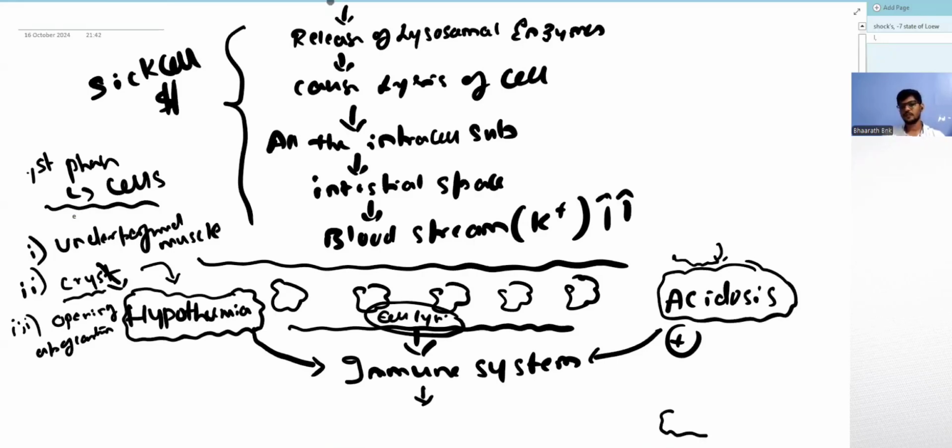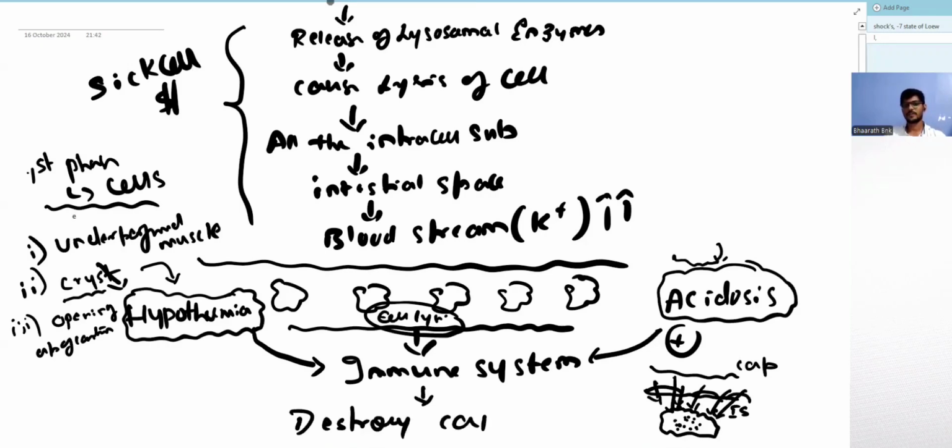So this is the cell which got lysed, and the cell is close to a capillary. The capillary is lined by endothelium, and between the capillary and the cell is the interstitial space, right? Now this cell is lysed, so all the immune system cells have to come to this site. So they have to come through the capillary. Now they destroy these capillaries at the endothelium.